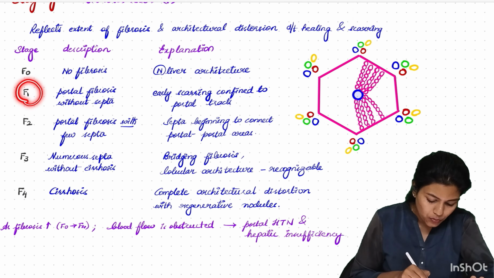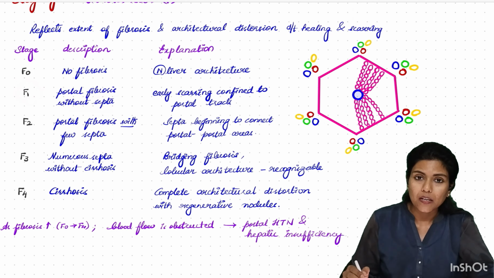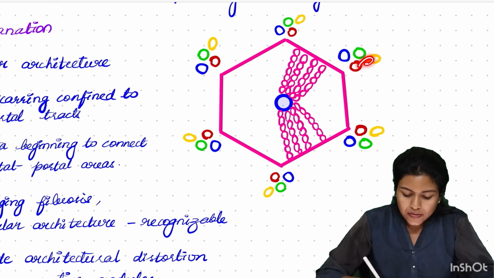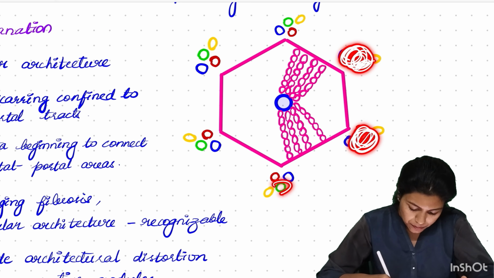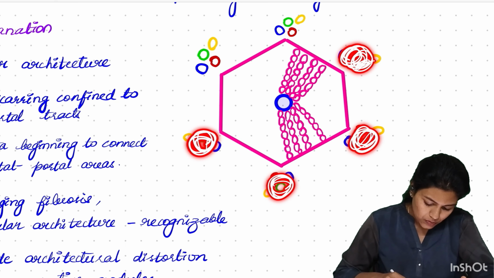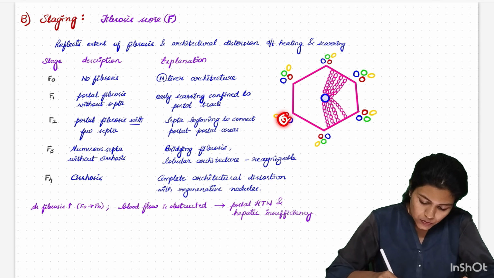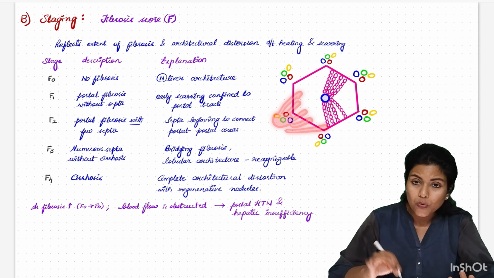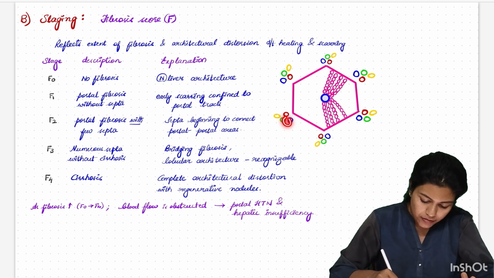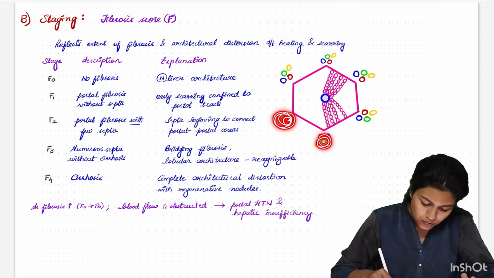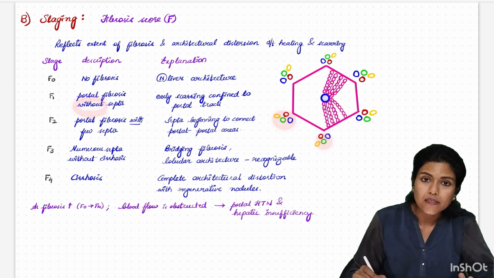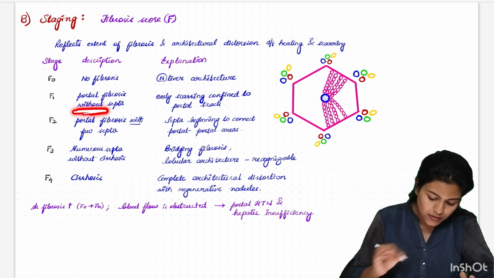Coming to F1, portal fibrosis without septa. That means after this portal inflammation, it is followed by deposition of fibrous tissue. This portal fibrous expansion is present without any septa, so it is limited to the portal triad. It does not give out septa into the lobule. The fibrous deposition is confined to the portal triad. Without septa is F1.